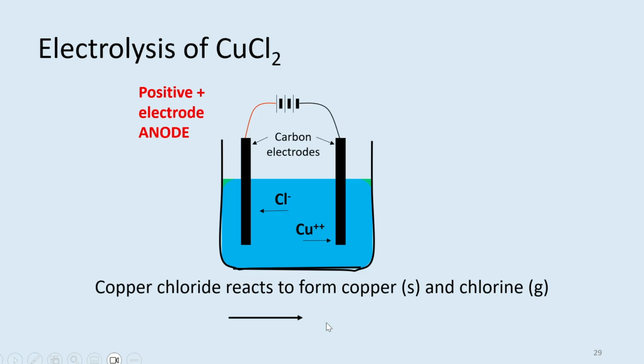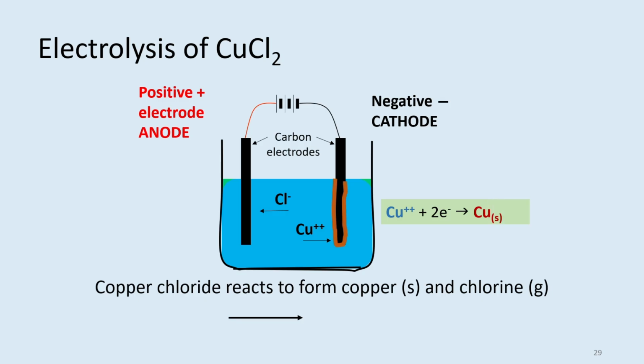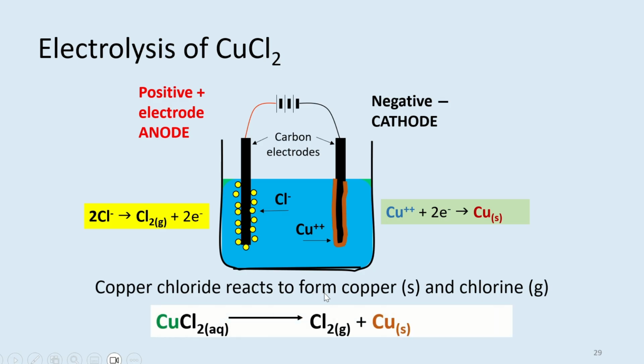So to illustrate it this way, we have our two electrodes, the positive anode, the cathode. There, the blue color copper ions pick up electrons from the electricity and form copper metal, this brown deposit on the negative cathode. At the anode, we get bubbles of chlorine forming. This is the full reaction. Copper chloride reacts to form copper plus chlorine. You need to know it in words, and there it is in symbols.